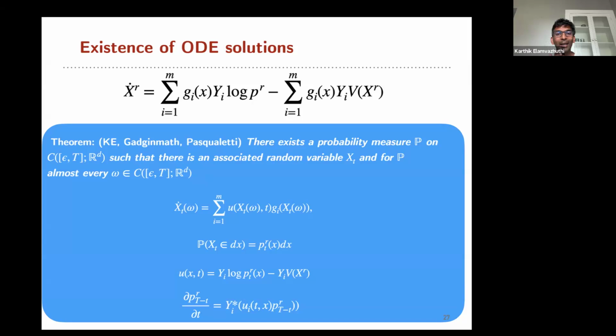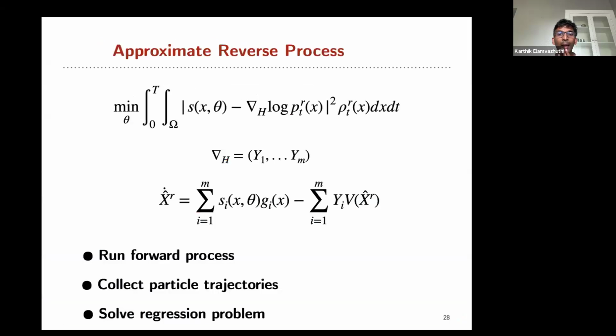So why this question of existence of the control and the solutions of the ODE in the reverse direction is non-trivial is because these controls are usually not Lipschitz. They can be extremely irregular. Because you're taking the gradient of the logarithm of a quantity, it can be unbounded in space. So it's not really trivial that you have a well-posed reverse process. But turns out you can prove this, and hence, your reverse process is well posed.